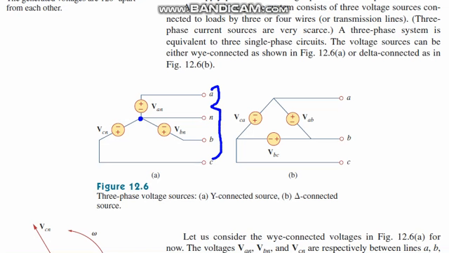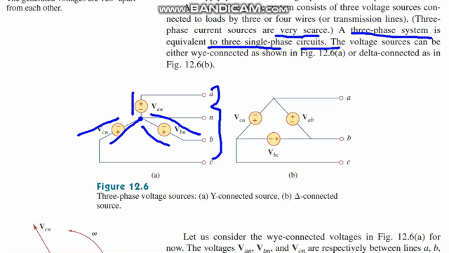A three-phase system is equivalent to three single-phase circuits: VAN, VBN, and VCN. Three-phase current sources are very scarce, but voltage sources are available. The voltage sources can be either Y connected, as shown in figure 12.6a, or delta connected, as in figure 12.6b.